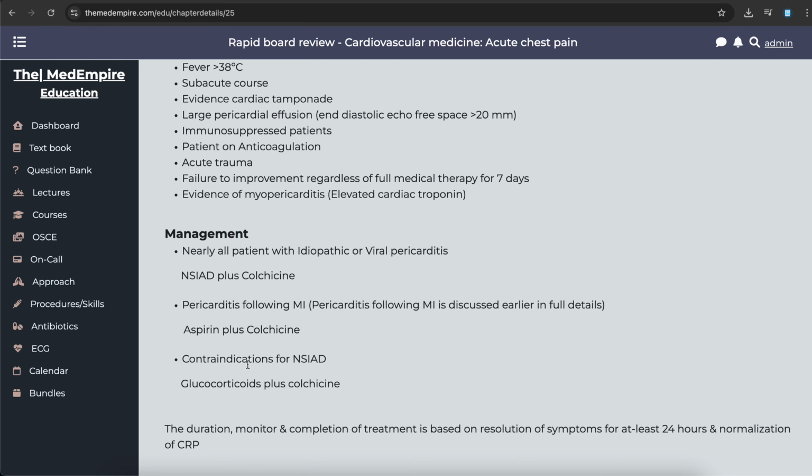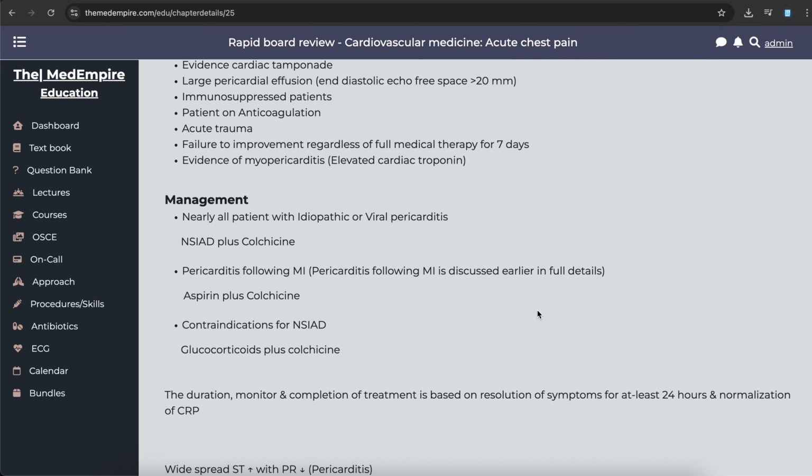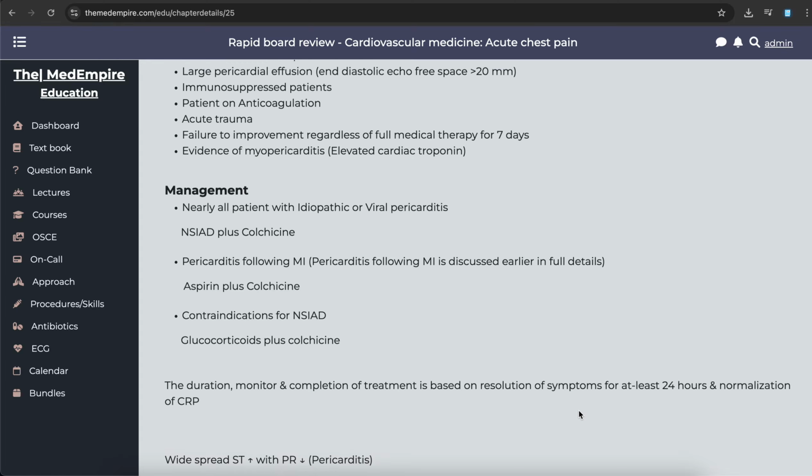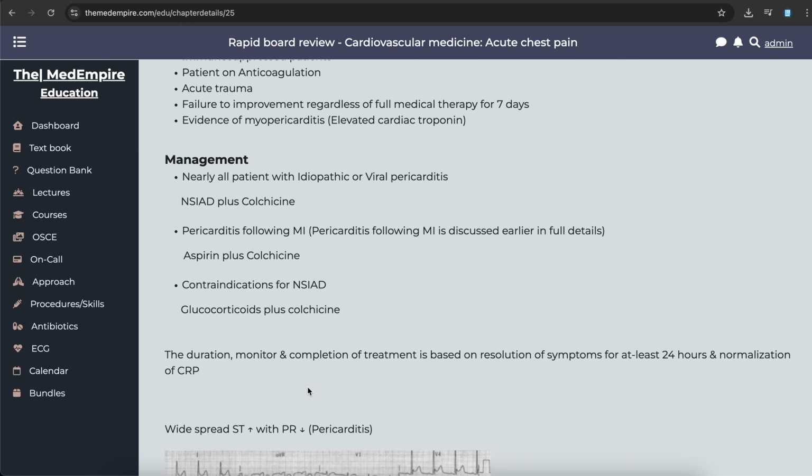And for the management, for the majority of the cases, they give non-steroidal plus colchicine. But following MI, they will give aspirin plus colchicine, but there is a lot of details in post-MI pericarditis, which should be discussed separately. Generally, the duration of the treatment will depend on the symptoms, on the signs, on how the patient responds, and the normalization of inflammatory markers such as the C-reactive protein.